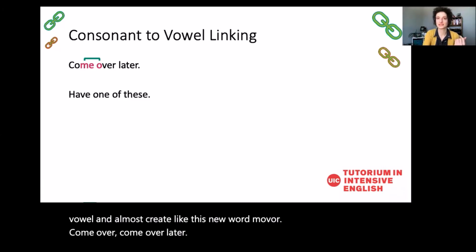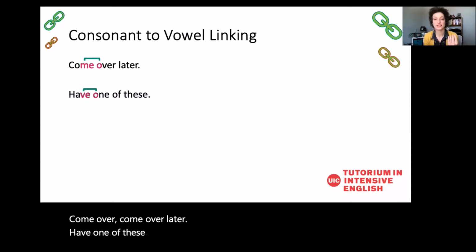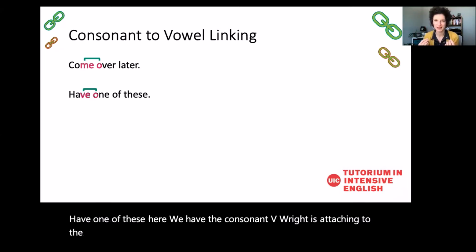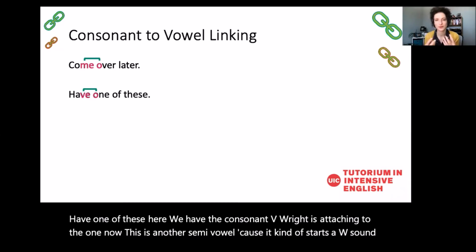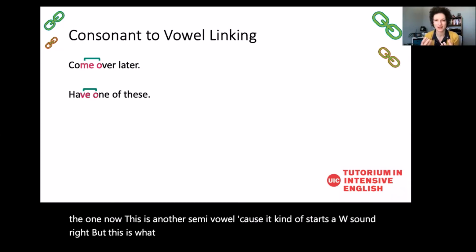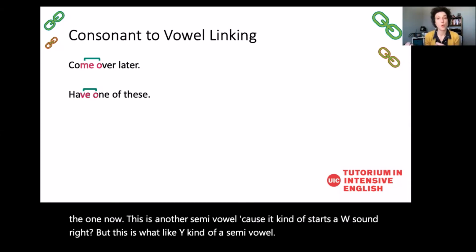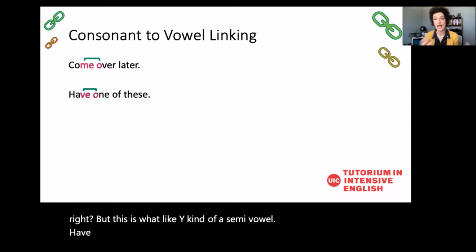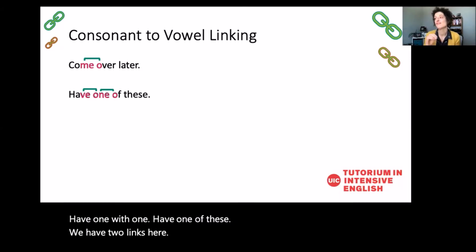Have one of these. Here we have the consonant V, right, is attaching to the one. Now this is another semi-vowel because it kind of starts a W sound, right? But this is, like Y, kind of a semi-vowel. Have one, have one of these. We have two links here. Have one of, have one of.